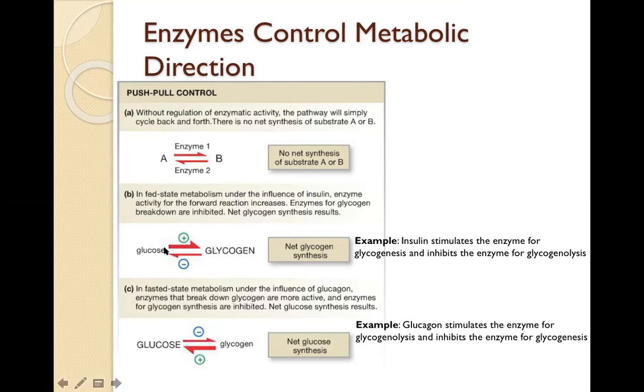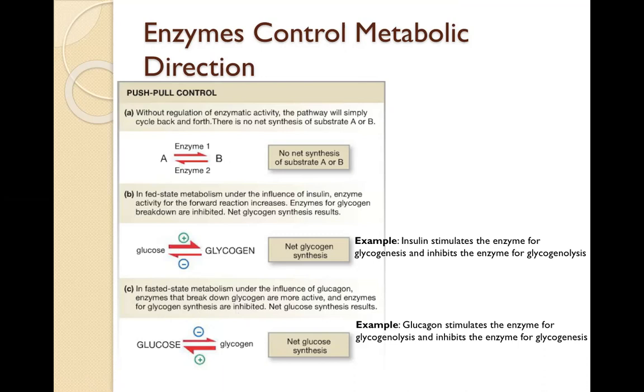And so this particular reaction will occur in the direction of going from glucose to glycogen. So you're going to have net glycogen synthesis. In the opposite state, or the fasted state metabolism, instead of being under the influence of insulin, your body is now under the influence of the hormone glucagon.